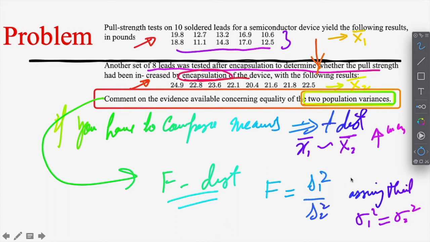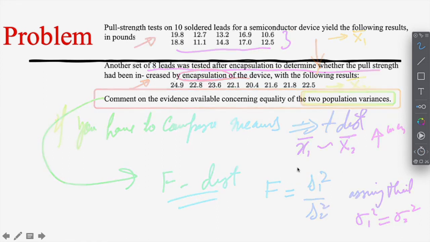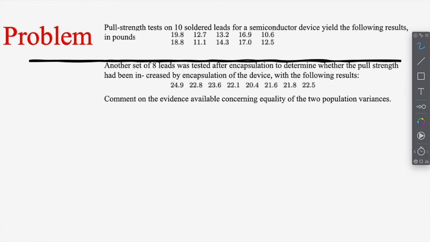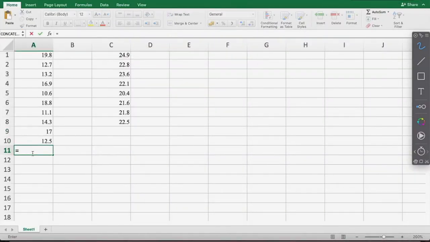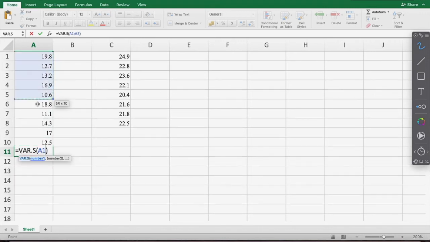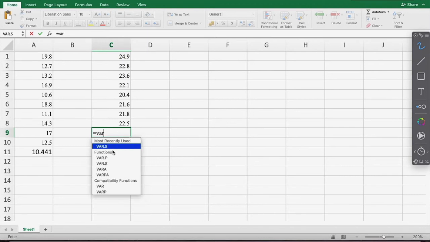If we compare this, then we can go for comparing these two samples. For that case, take up the problem. Suppose we take this data into Excel and calculate the sample variances of both sets of values, and then perform the test whether both have changed or not, both have increased or not. I calculate the variance of this sample, and here also I will calculate the variance of the sample.